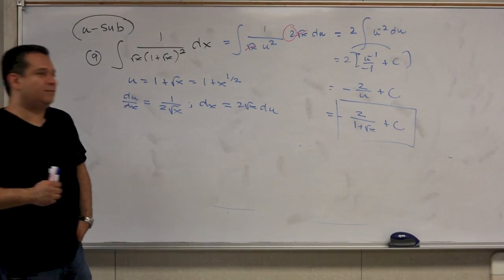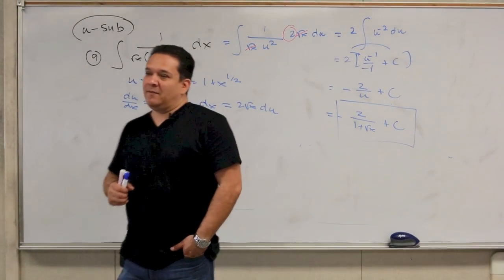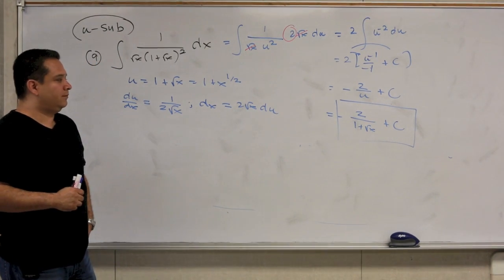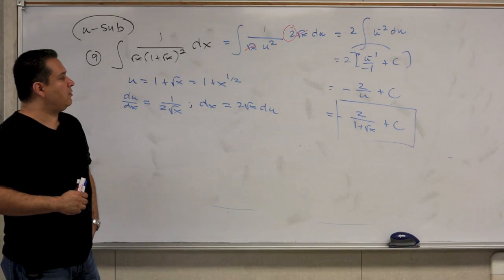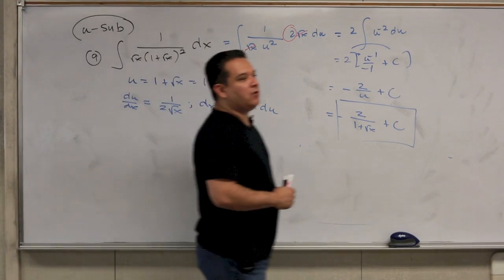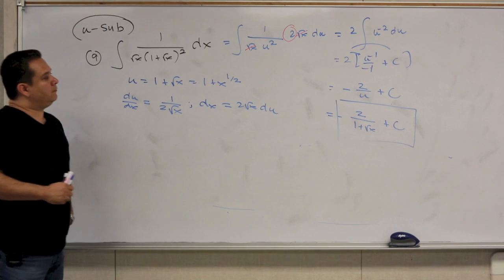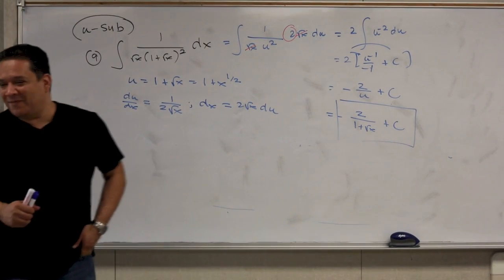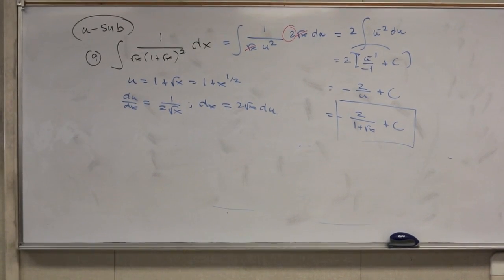Multiply by the conjugate? Don't have to. If you want to rationalize or not, it's okay. Anyway, these are some more examples of u substitution. Anybody have any questions on this one?